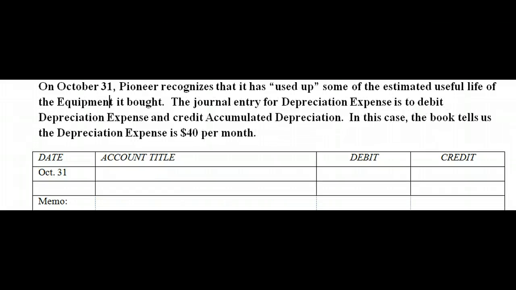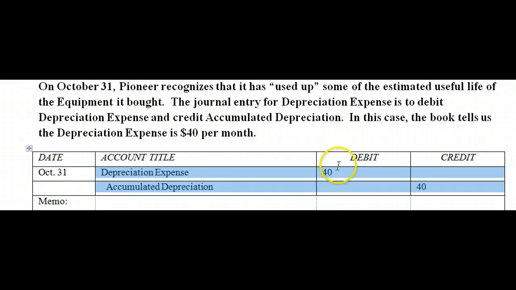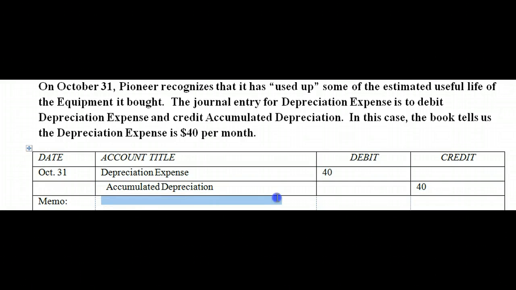And this company books depreciation expense every month. I strongly suggest you memorize the journal entry: debit depreciation expense, credit accumulated depreciation. Memorize that now and you'll never have to think about it again. Our book tells us that depreciation expense for the month is $40. Debit depreciation expense for $40, credit accumulated depreciation for $40. Accumulated depreciation is a contra asset account. It hangs out with the assets, it parties with the assets, but it has a credit balance. And then we make our note down here: Russ told me to memorize debit depreciation expense, credit accumulated depreciation.